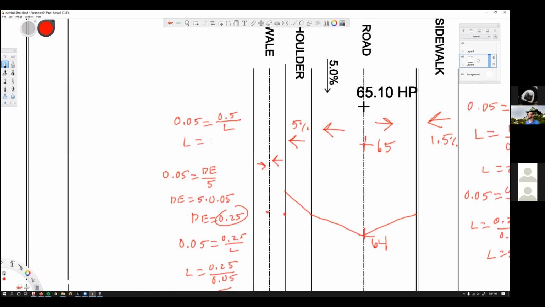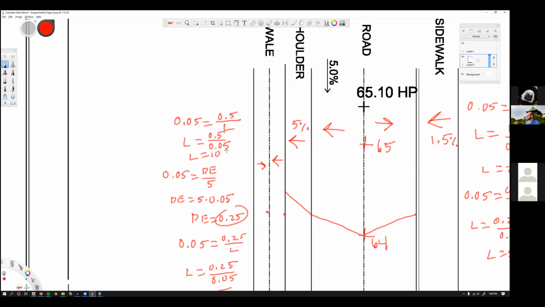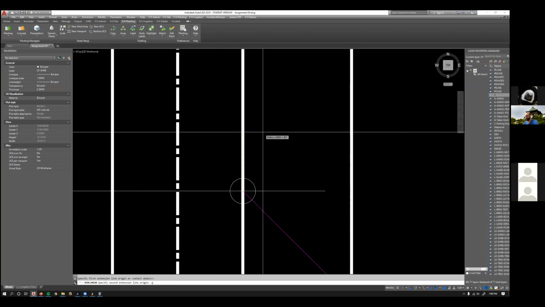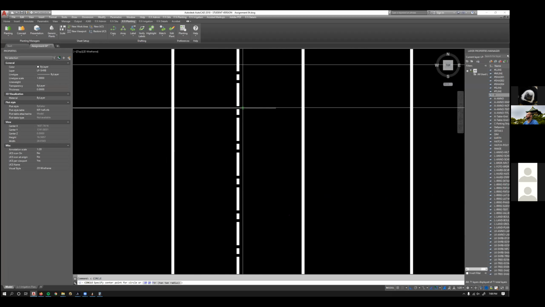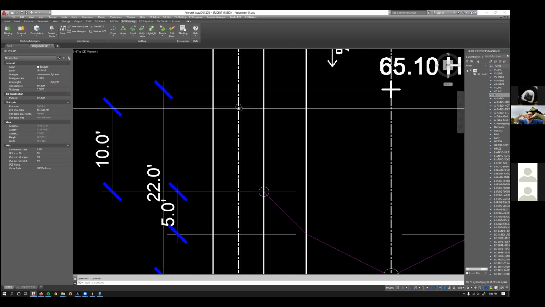L equals 0.5 divided by 0.05, which is 10, right? Divided by 0.05, 10. So if we go to our drawing now, and we measure 10 feet up from that point that we drew, our intersection is going to be at the center of the swale because the swale is going down on both sides, right? With the low point in the center.